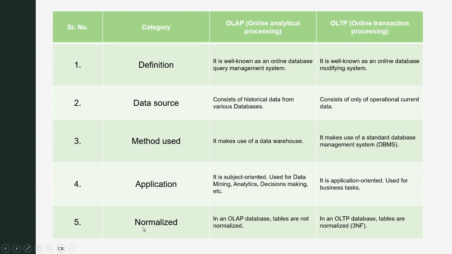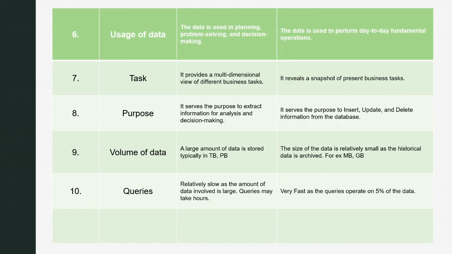And then looking at the normalization, in the OLAP database the tables are not normalized, whereas in OLTP the tables are normalized, generally in 3NF form. Usage of data. In OLAP, the data is used in planning, problem solving, and decision making. Whereas in OLTP, the database is used to perform day to day fundamental operations.